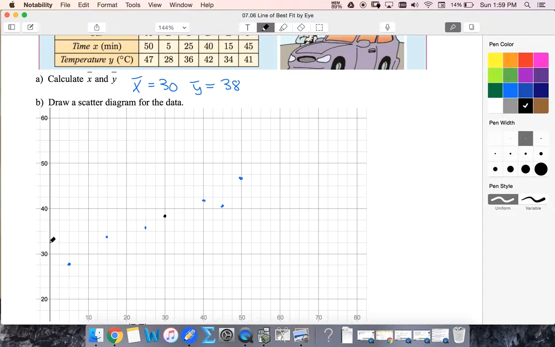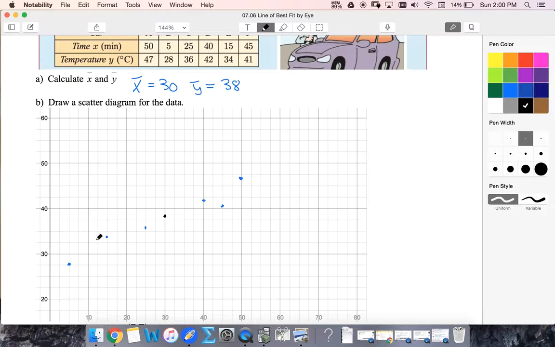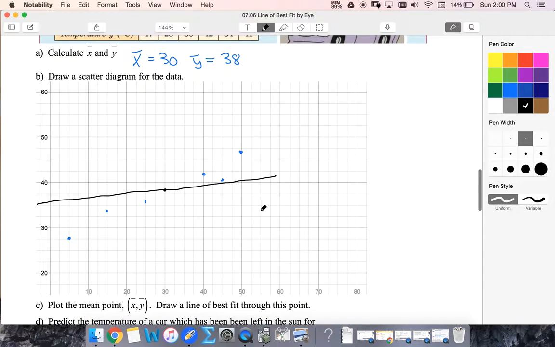So something like this maybe. And even if I could tilt it down a little bit so that this one is above, it would be best. Okay, so something like that is going to be my line of best fit.